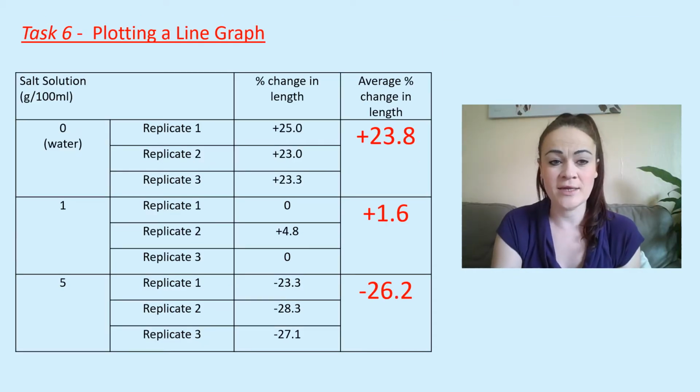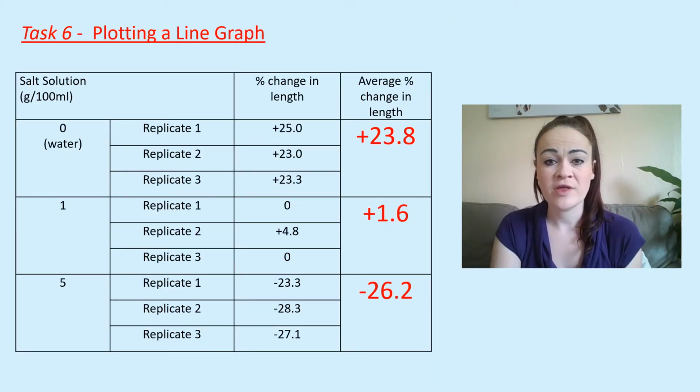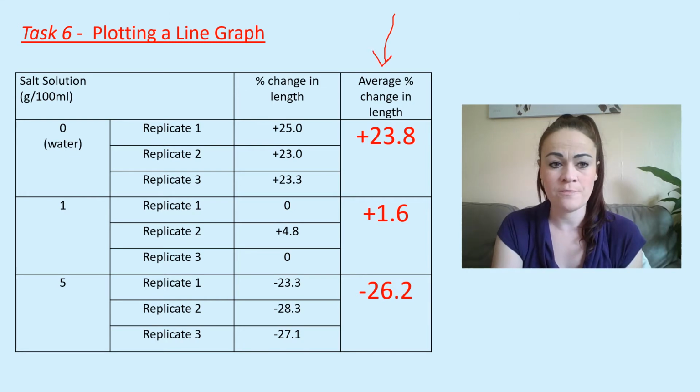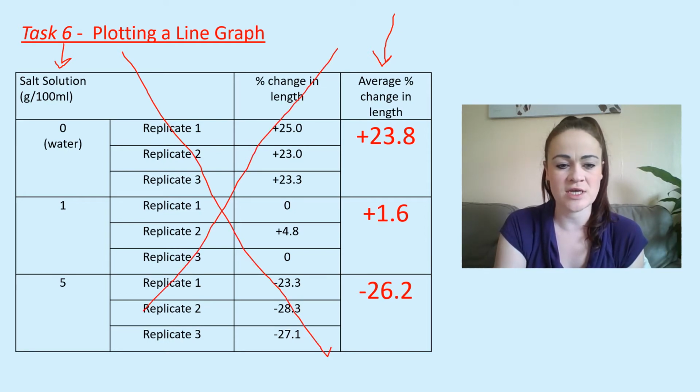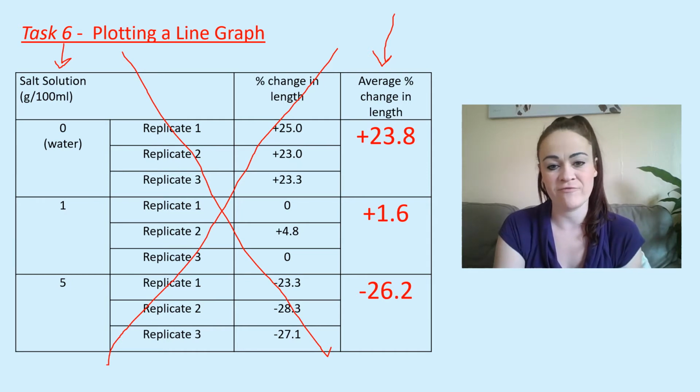Now the task at hand is plotting a line graph of the average change in length against the salt solution concentration. This means we can completely and utterly ignore this data because we're only concerned with the averages.